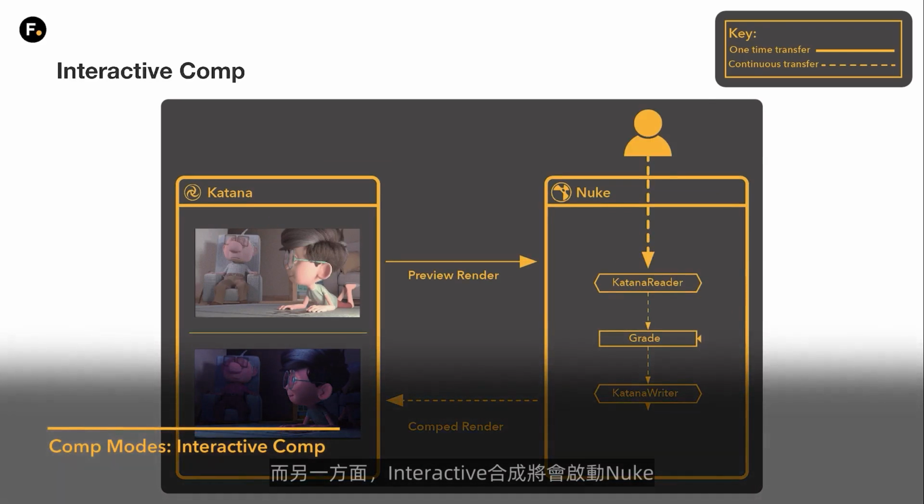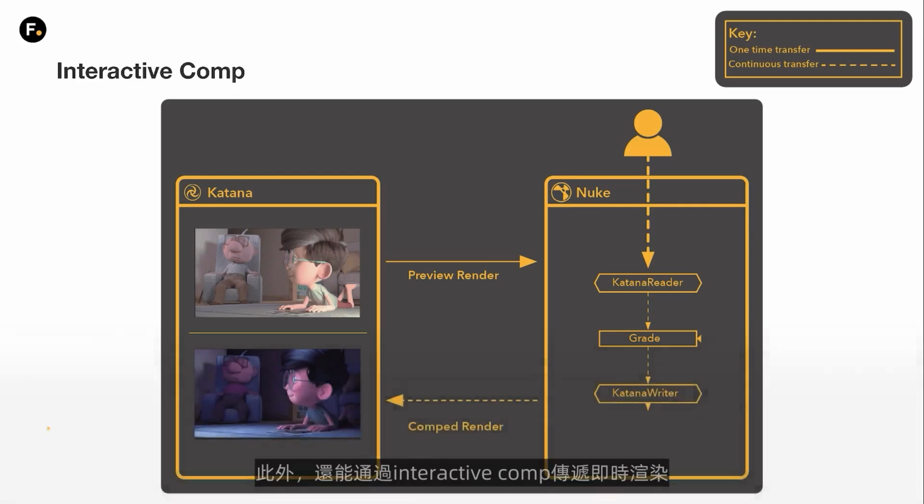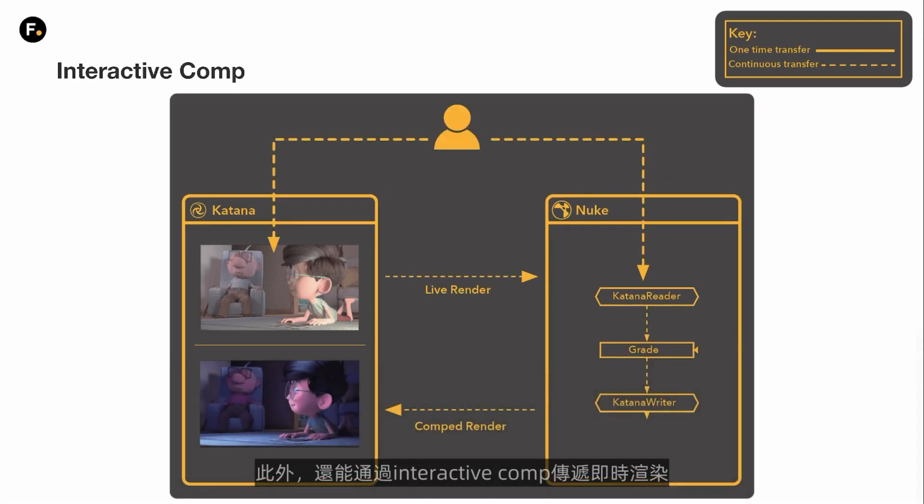Interactive comps, on the other hand, will launch Nuke so that you can make edits to the comp and see the updates inside Katana. You can also pass live renders through an interactive comp to work side by side and see changes made from either side reflected in the comp. So as I said, I'll be going through more in-depth examples of each of these modes, but I just wanted to give you an overview before we jump in.